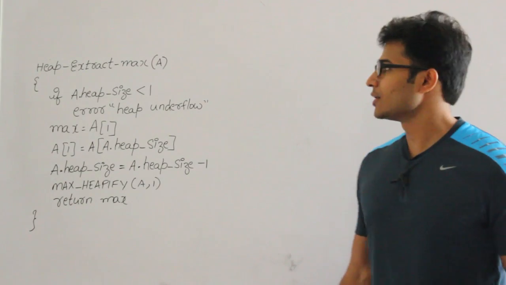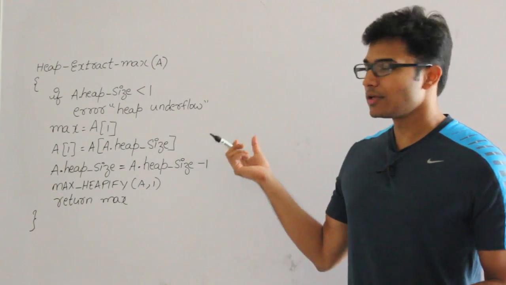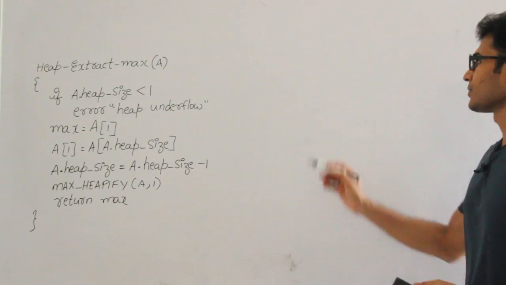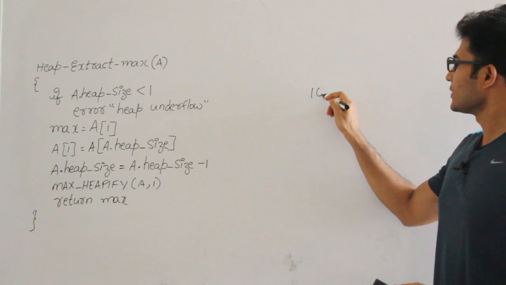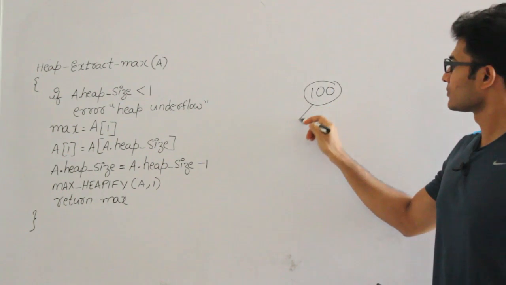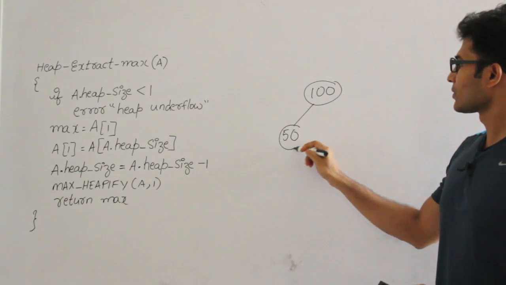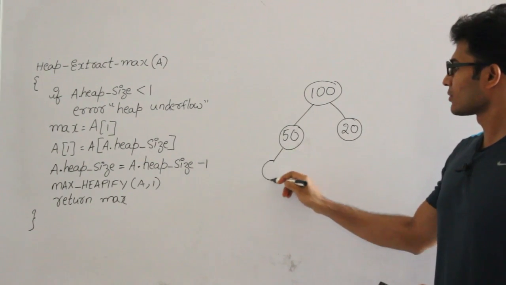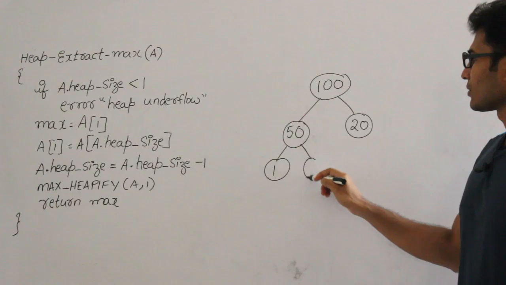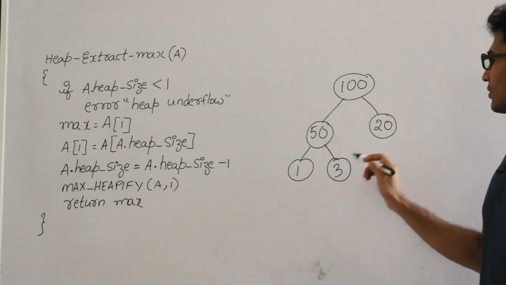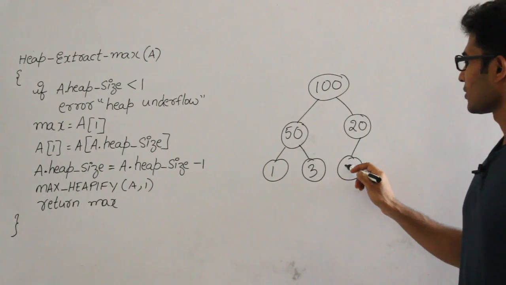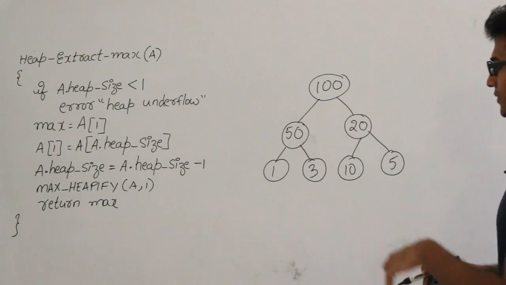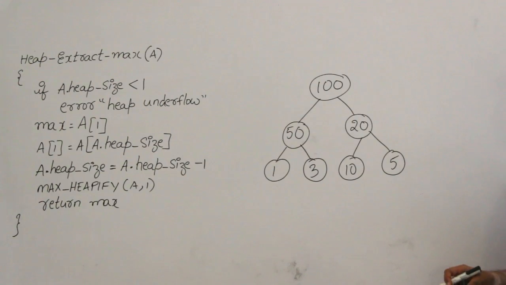Now let us say, given a max heap, I want to delete the maximum from it. So take an example and I'll show you. Say the example is like this. Say this is a max heap. Is this a max heap? See this? It is a max heap, right?